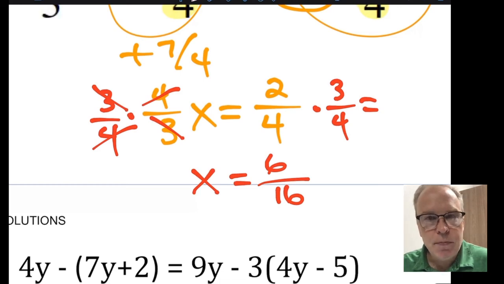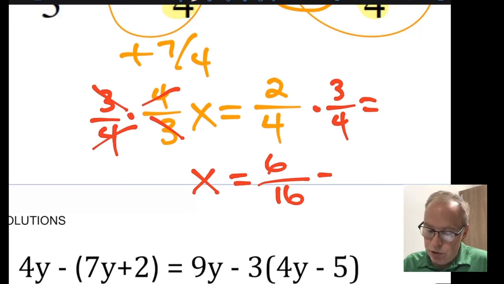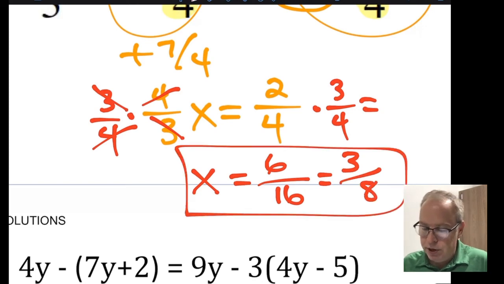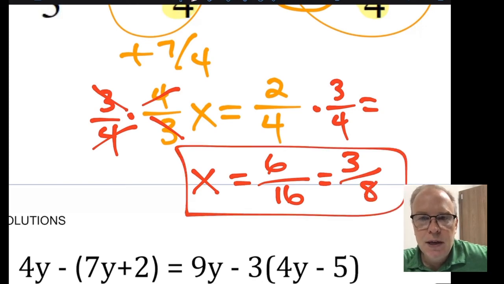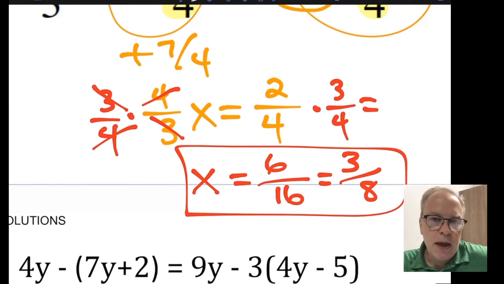Now those numbers are both divisible by 2, so I'm going to reduce this fraction. If you don't reduce, it's okay. I'm just thrilled you got to 6/16 correctly, but it's also the same thing as 3/8. You should know that. Now I don't want the decimal. I don't want to see anything rounded or anything like that.